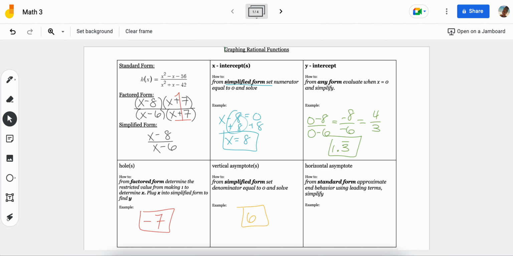For horizontal asymptote, it says in standard form, approximate the end behavior using the leading terms. So you're just looking at these two terms in standard form, and you're writing them as a fraction, and that is 1. You can think about the horizontal asymptote as, from standard form, as x is getting bigger and bigger and bigger, your numerator and denominator are getting just as big, just as fast.